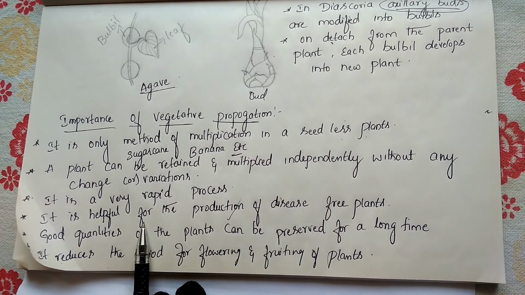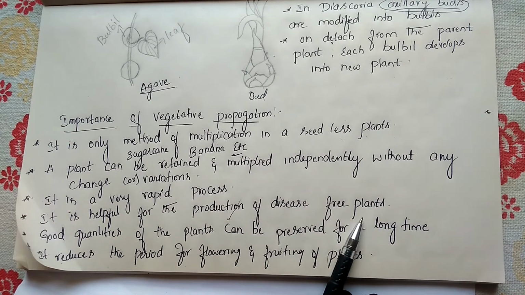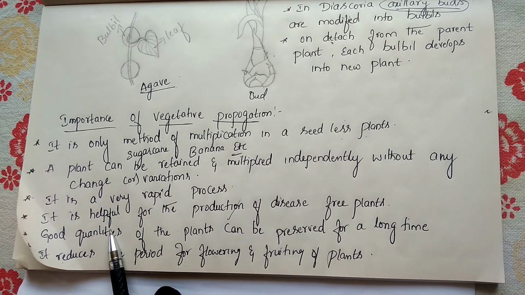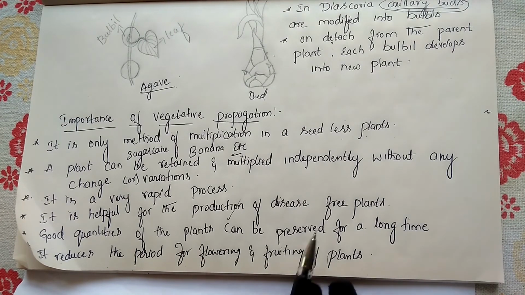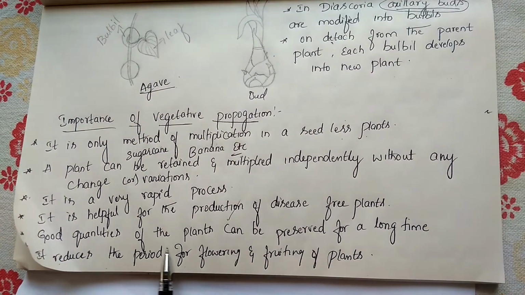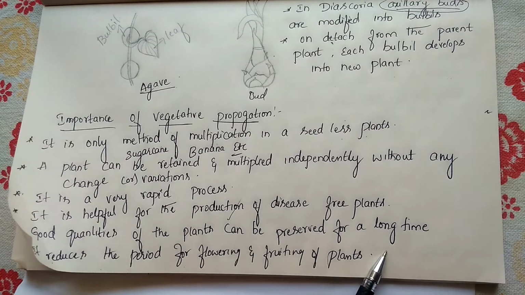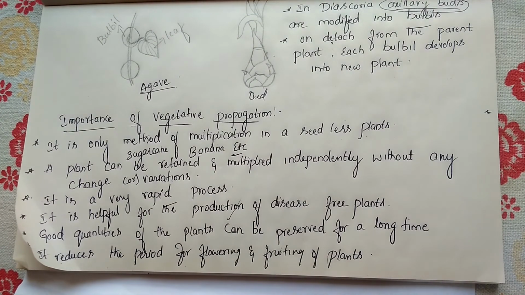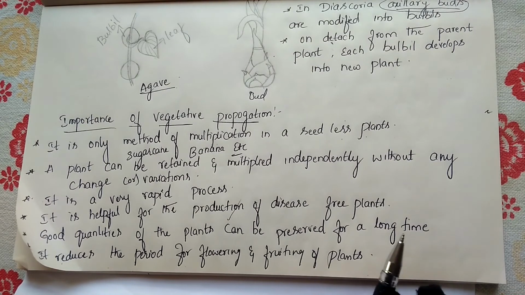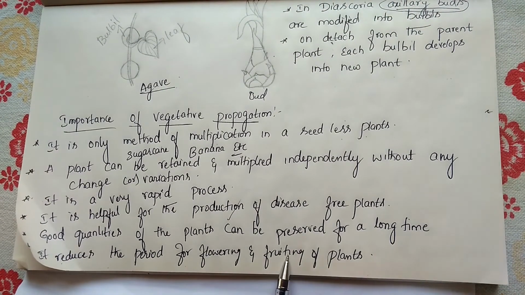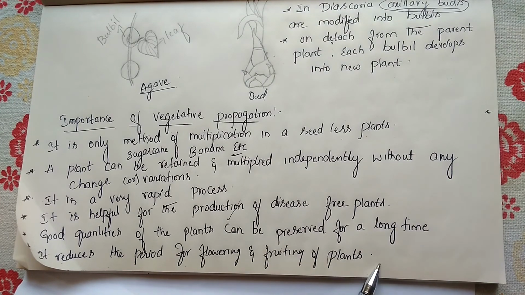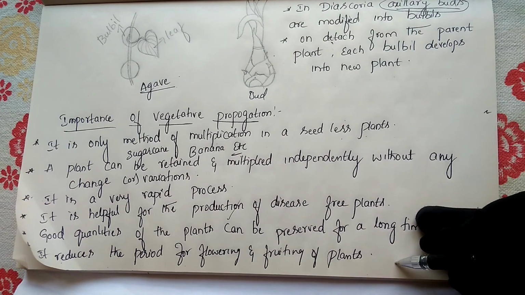And next, it is helpful for the production of disease-free plants. The offspring we get will be in a disease-free, healthy condition, so they will not get any diseases. Next, good qualities of the plant can be preserved for a longer time. The plants having good quality can be preserved for a longer period of time. Even the flowering and fruiting will be in a fast manner, so the farmer will get a fast yield. So this is the importance of vegetative propagation.